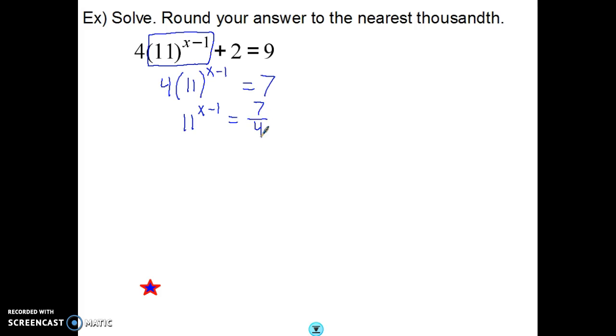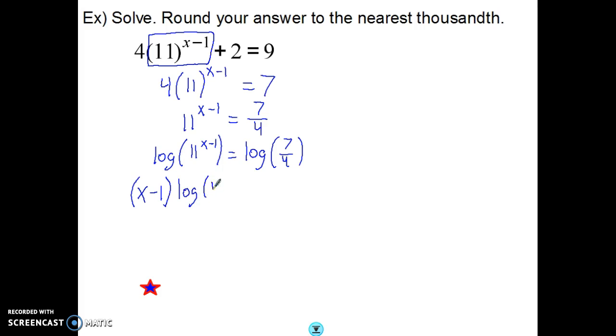Again, we're not going to round that. We're going to leave it as a fraction. Now we've isolated the exponential. We're going to take the log of both sides. So we will now have log of 11 to the x minus 1 equals log of 7 over 4. And again, the reason we do this is so we can now do step 3, which is to bring our exponent out front. So we'll have x minus 1. Make sure you keep that whole exponent group together, times log of 11 equals log of 7 over 4.